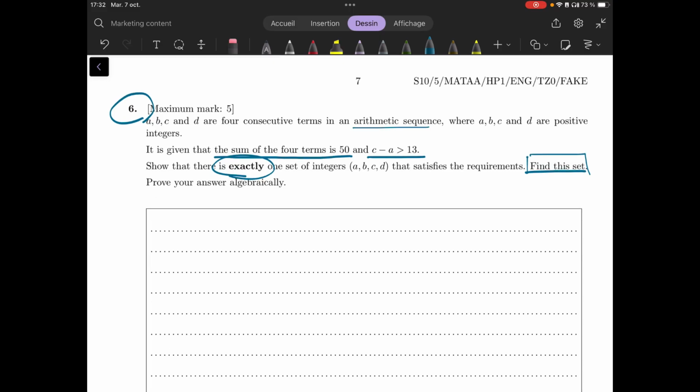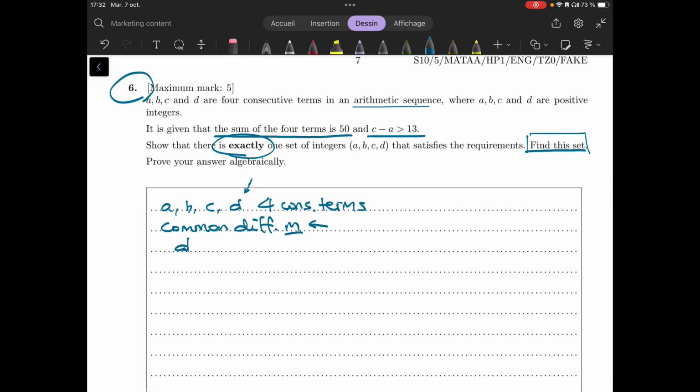So, if A, B, C, and D are 4 consecutive terms, let the common difference of this sequence be M. We don't want this to be D because it can be confusing having 2 Ds. So I let the common difference equal to M. Okay, so D is equal to A plus 3M, C is A plus 2M, and B is A plus M. You do not have to write this out on the exam.